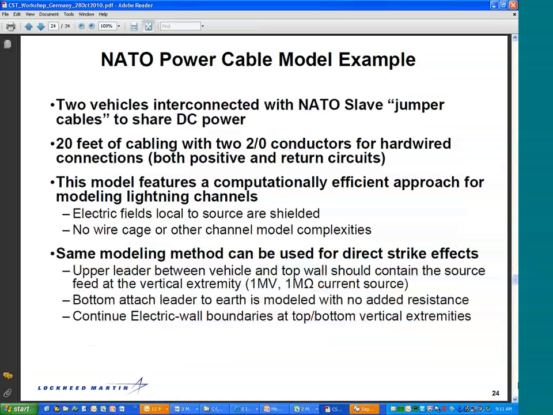So for further explanation of this model, two vehicles are connected together through the NATO jumper cable, if you will. 20 feet of cabling, 2-aught conductors. So we have represented this model, and I'll get to the results in the interest of time.